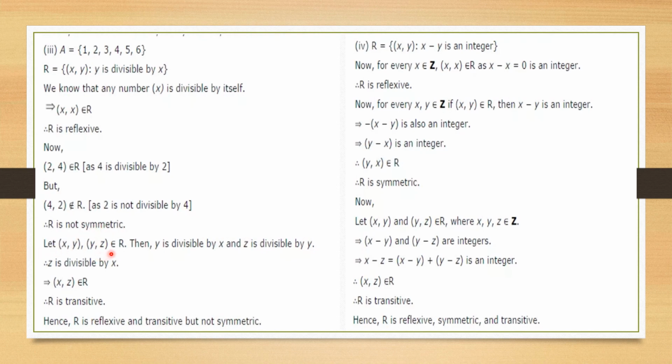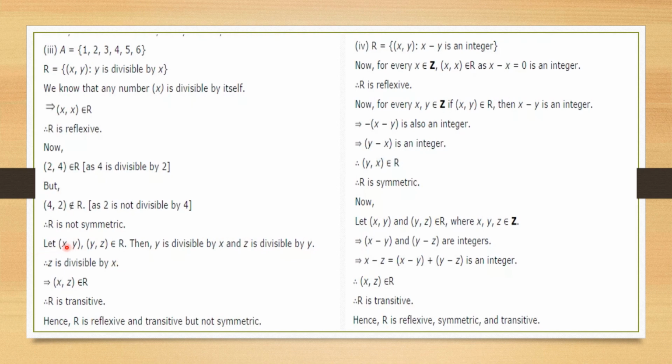Again, let (x,y) and (y,z), two elements we take, which are belonging to R. That means y is divisible by x and z is divisible by y. Now, therefore, z is divisible by x also. Since y is divisible by x and z is divisible by y, it is clearly seen that z is divisible by x.